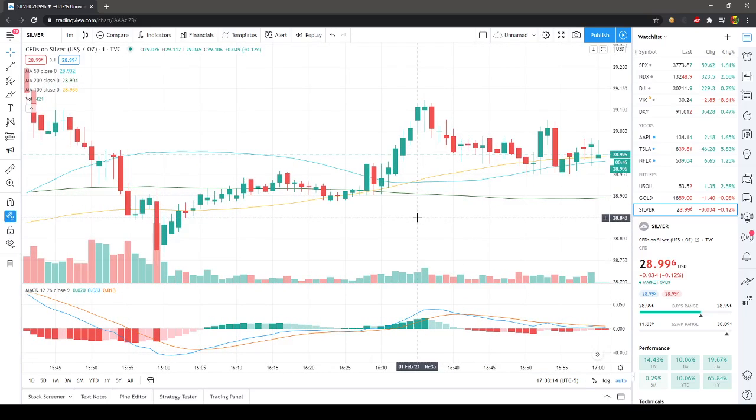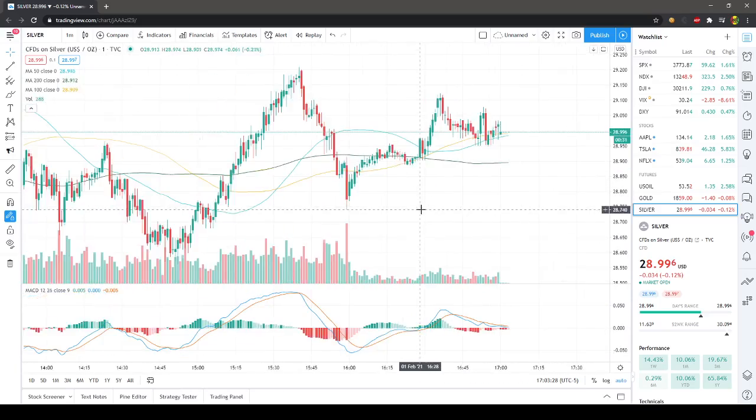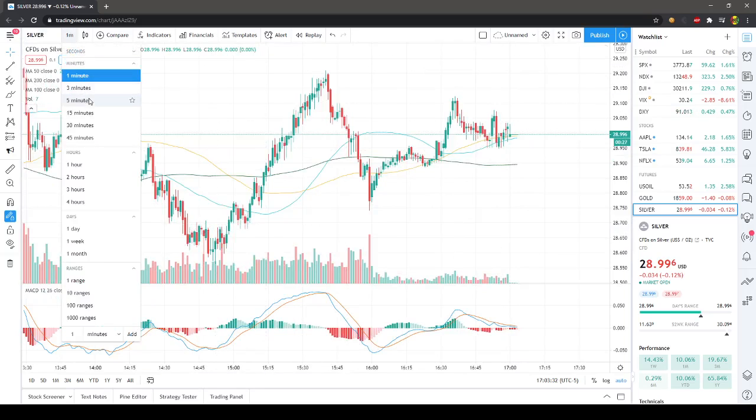Some charts don't really have this, but this one does. You see the darker green means it's larger than the last one. The lighter ones mean it's smaller than the last one. Same thing with the red. It just means the movement is either growing or shrinking. So that is that. And then you go to the 5 minute.